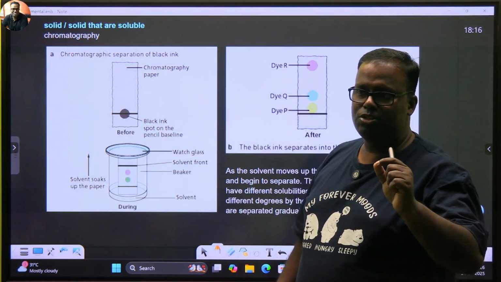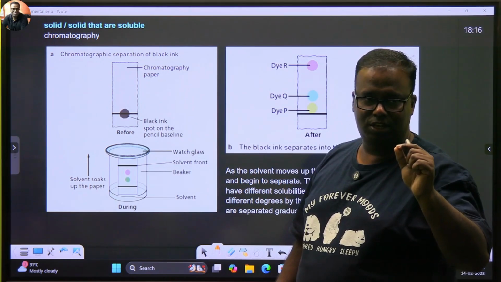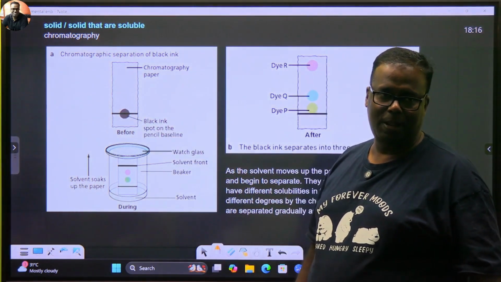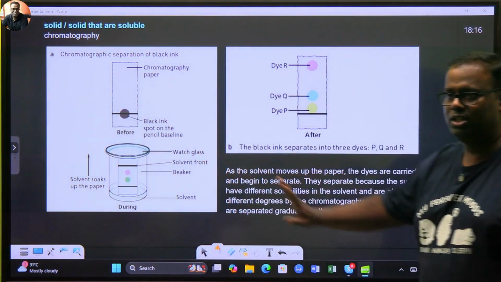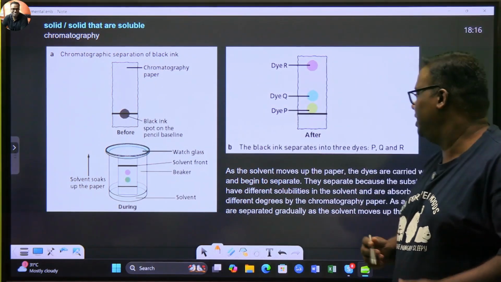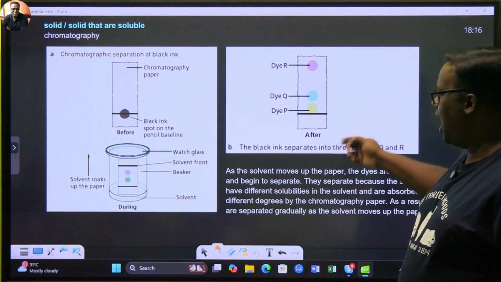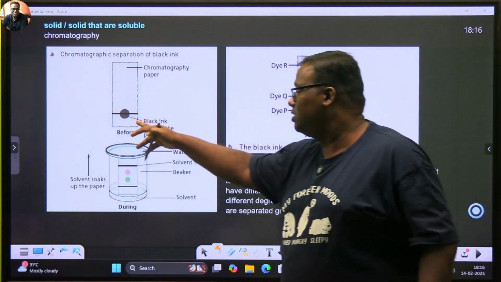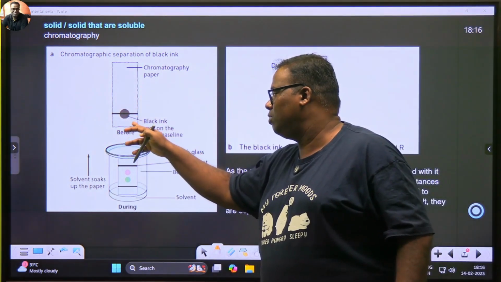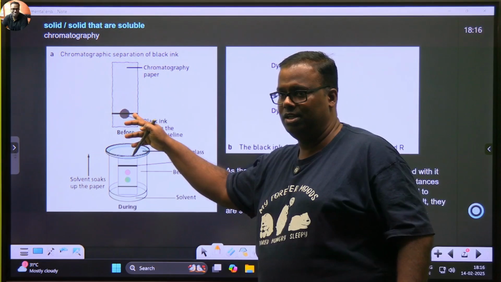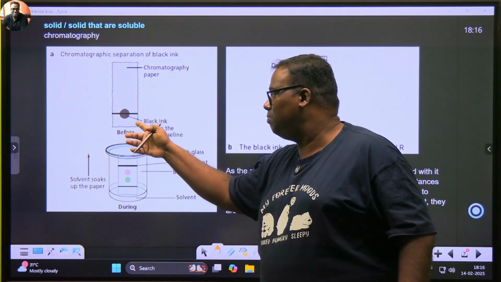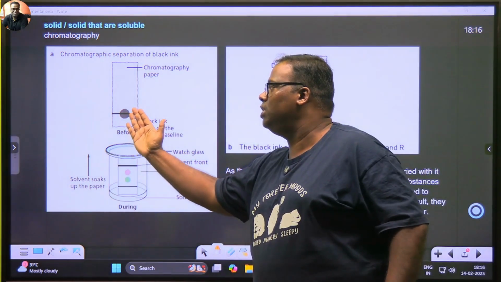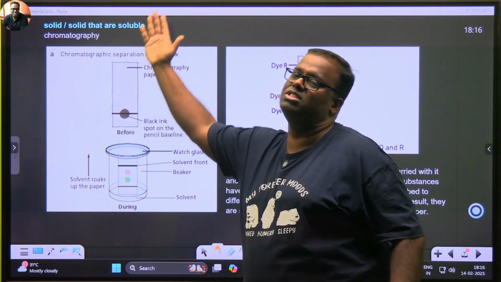Inkjet printer ink also, the colored printer ink, if you try to put it on a chromatogram, it will just give you all the colors that come out of it. Is this understood? Suppose there is a mixture of dye, that mixture of dye is kept here. Make sure that the solvent does not touch this mark. It should touch only the bottom portion of the chromatogram paper. And then the solvent will slowly absorb and go up. As it goes up, it will drag and take it away.